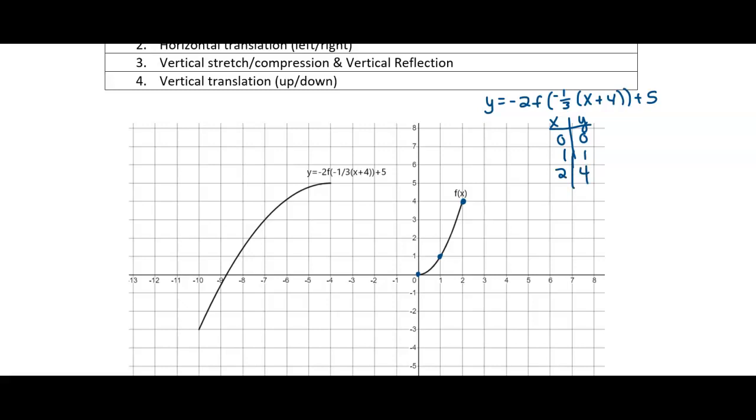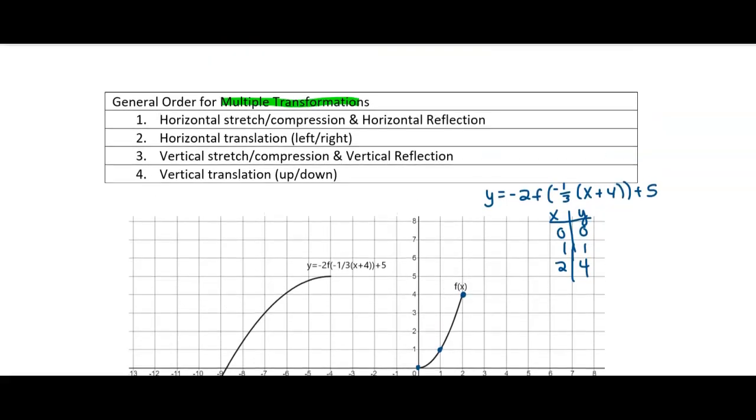Okay, and then we want to think about the transformations that need to be done, and we want to think about doing those in the correct order. You can't just start moving this thing around any old way you feel like doing it, in any old order you want. Okay, you have to follow the specific order of operations.